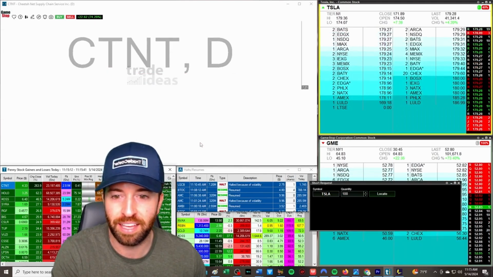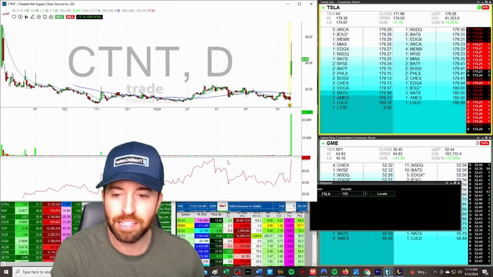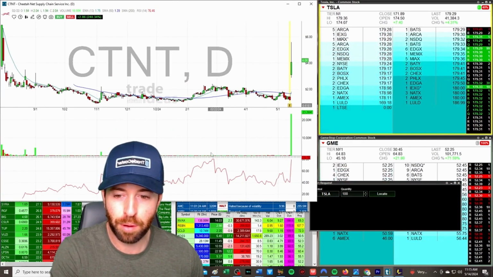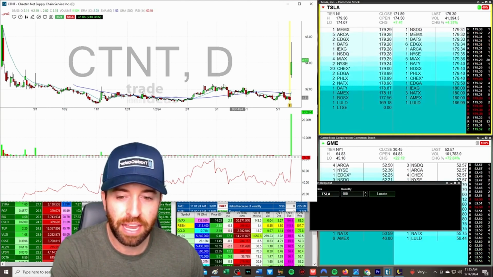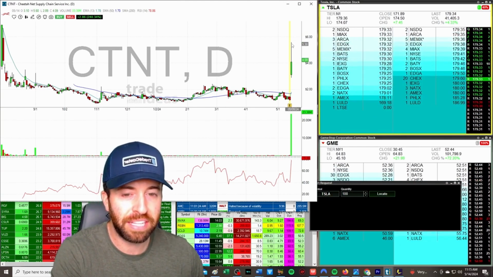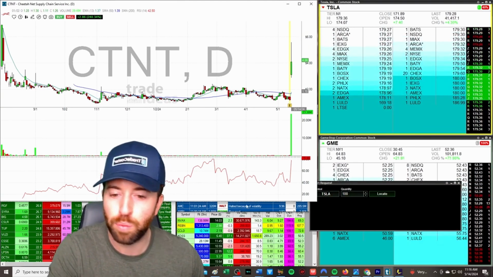Let's take a look over on CTNT here, right? CTNT, it almost lines up perfect. Whenever we have a little bit of a spike, but we're above 80 on the RSI, in the next few days, we usually have that pullback. Now we have a 78 on the RSI. Guess what? In the next few days, we will be having that pullback.